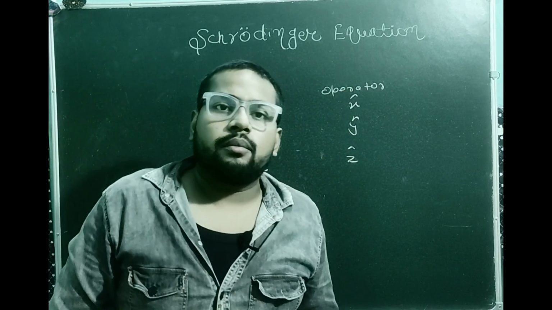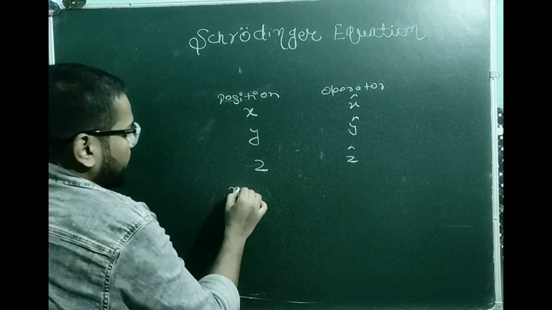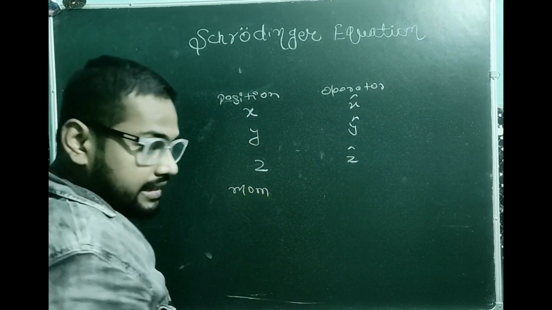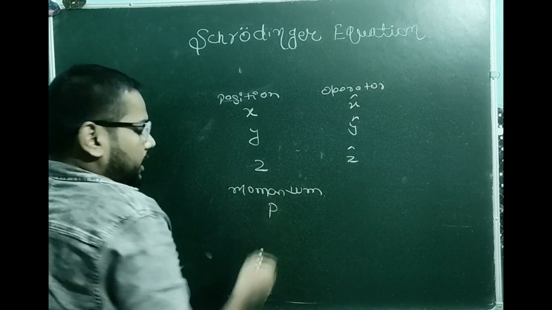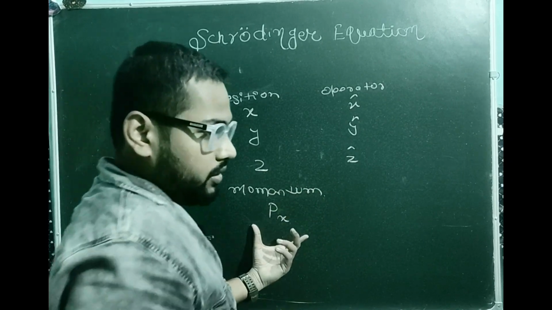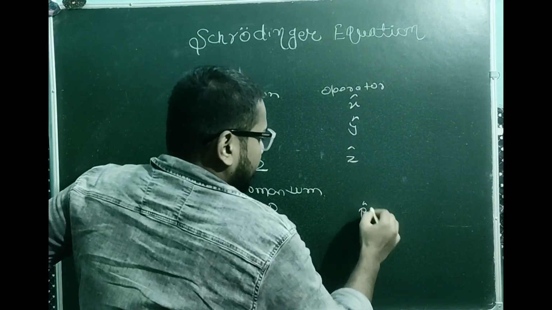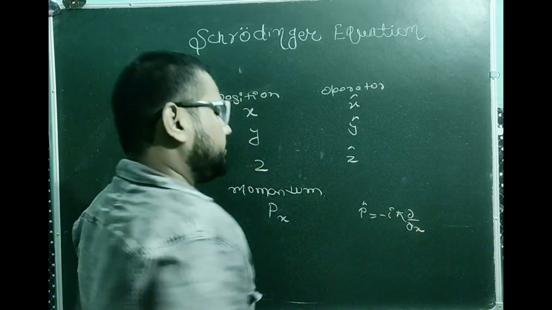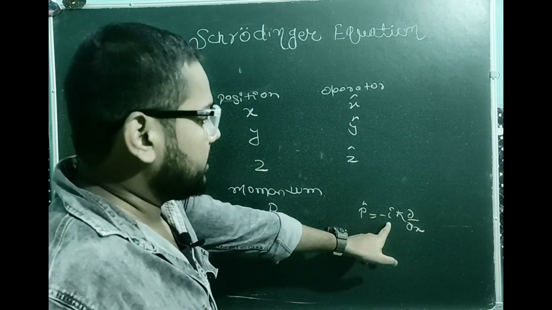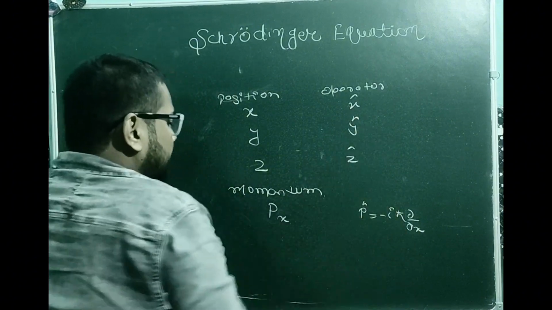If I want to find momentum, what type of operator is associated with momentum? Let's say we want to find the momentum of a quantum mechanical system, for example the momentum of a particle in the x direction. For this measurable observable quantity, the associated operator is given as p hat, which is equal to minus i h bar del over del x. Here del over del x is the partial derivative, i is the imaginary unit, and h bar is the reduced Planck constant. So this is the operator associated with momentum.